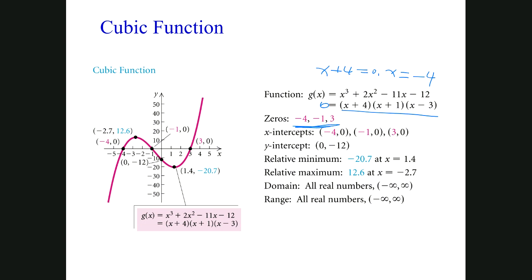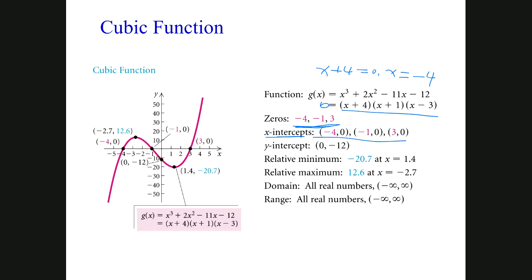So that means we're going to have 3 intercepts, 3 x-intercepts, because a zero means the x value makes y equal to 0. So you're going to have 3 x-intercepts here. We have (-4, 0), and then this one is (-1, 0), and (3, 0). Right? So we have 3 x-intercepts in here.